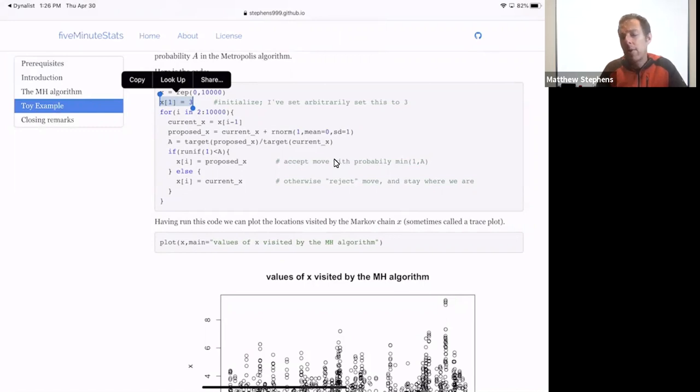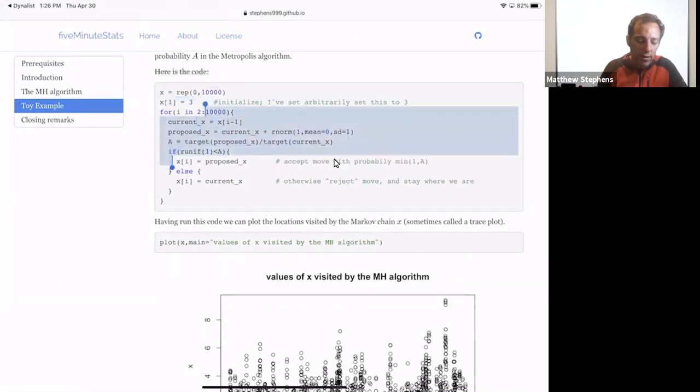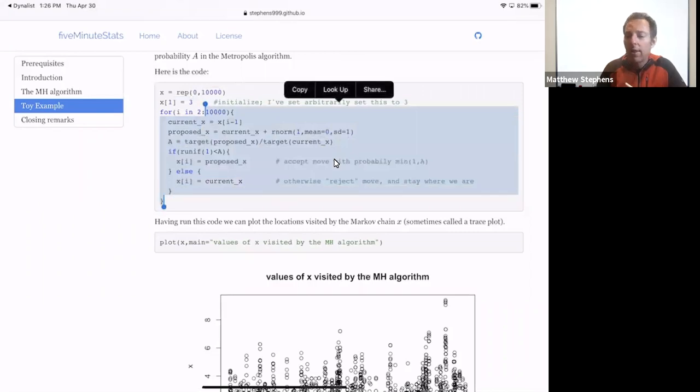You want to choose somewhere where pi is non-zero as a starting point, but otherwise it doesn't really matter. And then this just iterates those steps, and I've tried to write this out so that it's as clear as possible. So current x is where we are now. So x_{i-1}, when the first time this goes through, i is 2. So the current x is x1, which is 3.